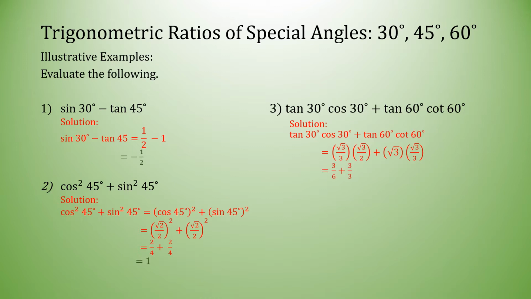So we have 3 over 6 plus 3 over 3. So we have 1 half plus 1. Then 1 half plus 1 is equal to 3 halves. So the answer for tangent 30 degrees times cosine 30 degrees plus tangent 60 degrees times cotangent 60 degrees is equal to 3 halves.